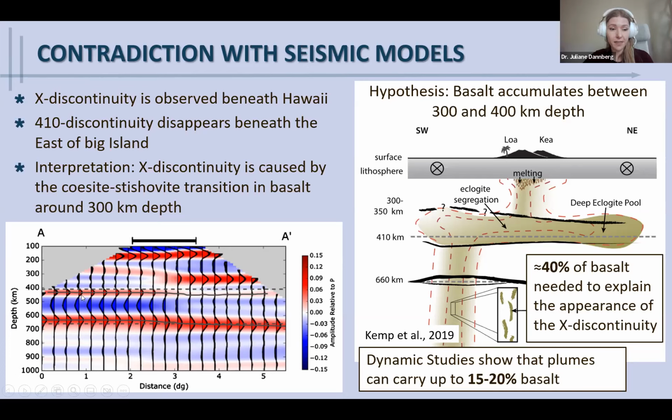And we see in the western part of this profile that the study finds the 410 discontinuity and the 660 discontinuity. But if we go towards the eastern part of the profile, we see that the 410 discontinuity vanishes.